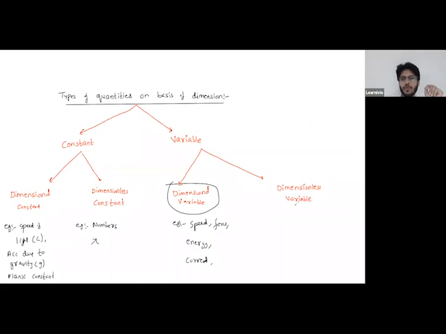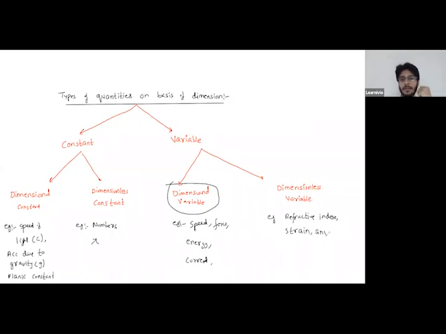There are very few quantities which are variable but dimensionless. For example, refractive index, which you must have done in class 10. Refractive index is the ratio of speed by speed. It's the ratio of the speed in vacuum to the speed in medium. So it's a variable. Different mediums have different refractive indices, but it's a dimensionless quantity. After refractive index, you can have strain. Strain is a variable quantity, but it's simply dimensionless.